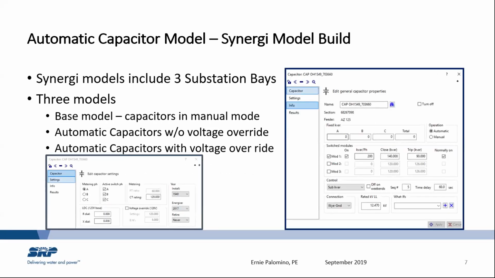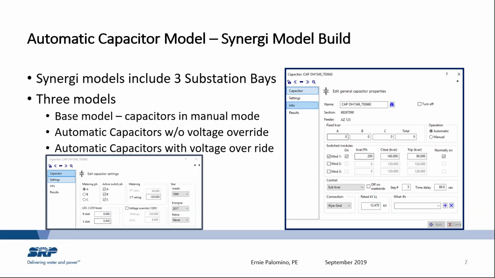So for my experiment, I created 3 models. Again, 3 substation bays picked throughout our territory. They were picked in conjunction with our capacitor tech, so we tried to pick bays that had capacitors of various sizes. And so I created my base model. My base model is pretty much the model that we're using now, just looking at peak load.